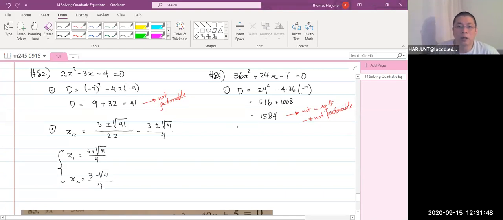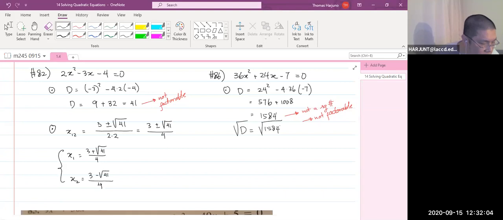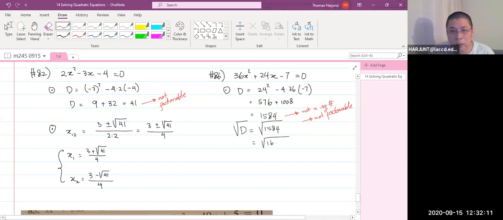Okay, but it is actually a multiple of 16. So this is the square root of 1584. 1584 divided by 16 is 99. Oh, 99 is a multiple of 9. So this is the square root of 16 times 9 times 11. At least when you look at that, you know that it's a multiple of 9.